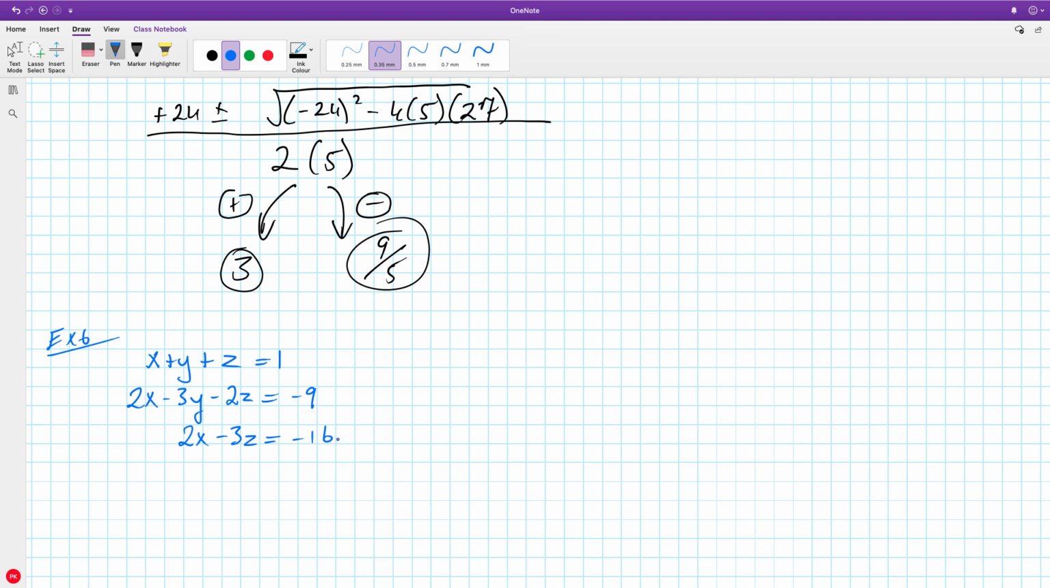X plus y plus z equals 1. 2x minus 3y minus 2z equals minus 9. 2x minus 3z equals minus 16. Three variables. So that has a possibility to come up. This is very likely. They might show this in 2 out of 3 years. Alright, I'm not 100% sure. Can't remember the last year's one. Definitely not the year before. But they love this triple one.